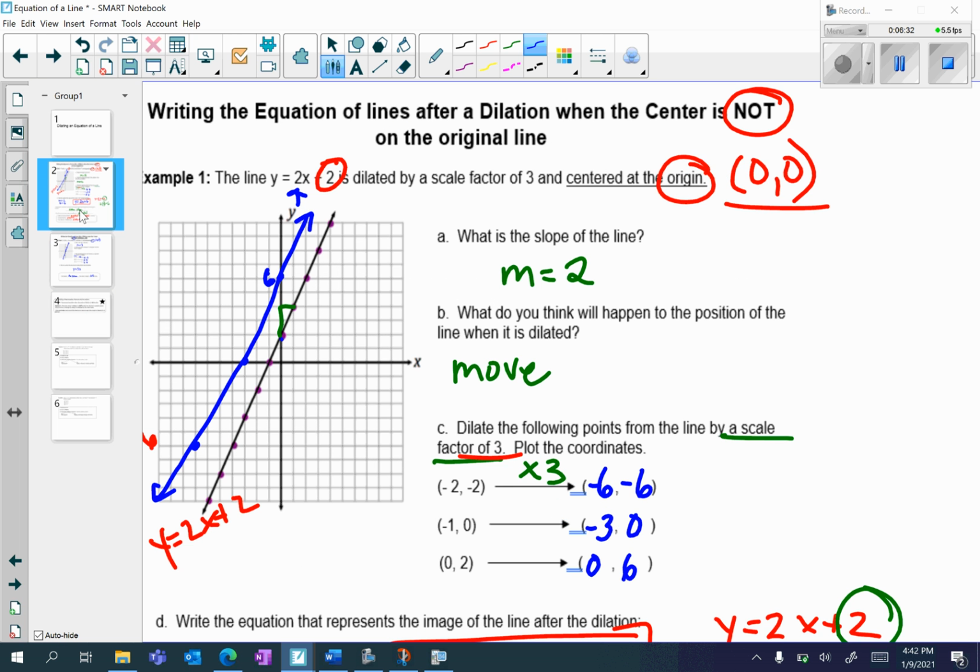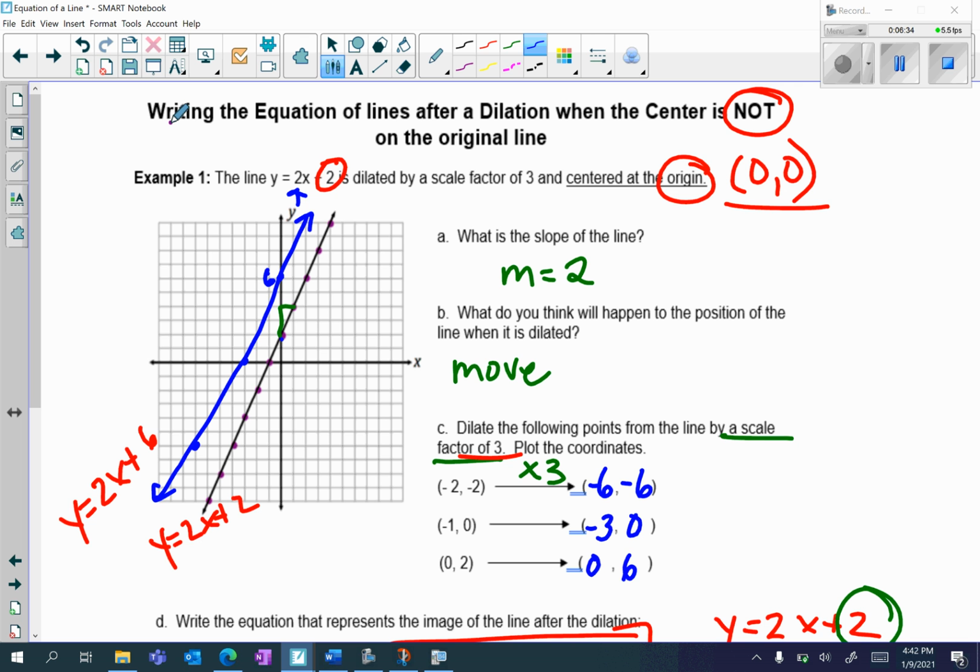Unlike in the last problem, the center was not on the line, so what we had to do was multiply the y-intercept by the scale factor.